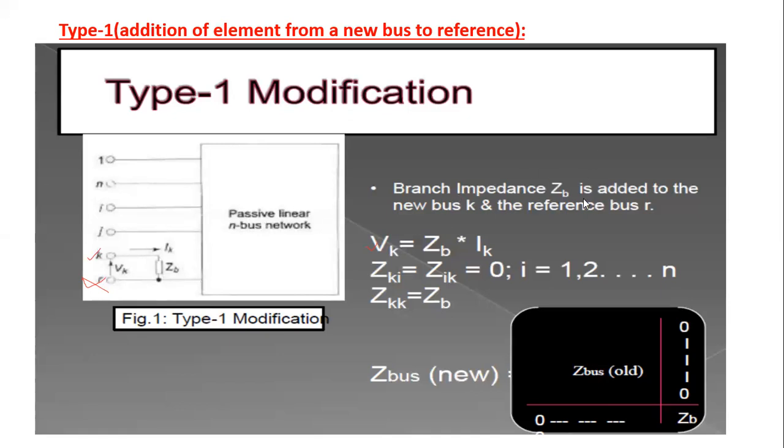Therefore branch impedance ZB is added to the new bus K and the reference bus R. Therefore VK equal to ZB into IK. And we are calculating the Z bus new matrix, that is Z bus old, 0, 0, ZB. This is the type 1 modification.